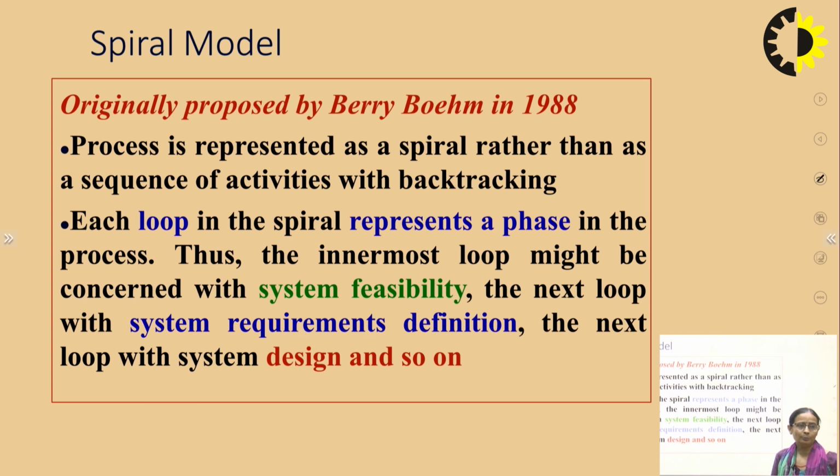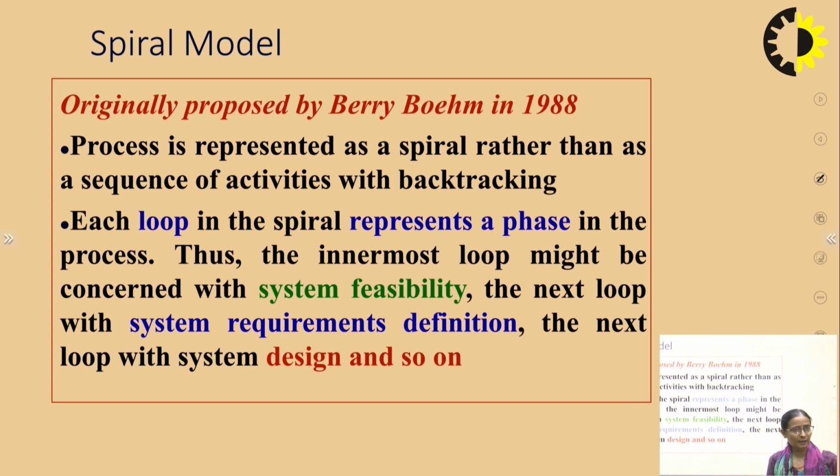The next important model is our spiral model. It was proposed by Barry Boehm in 1988. The process is represented in this model as a spiral rather than as a sequence of activities, which we have seen in the incremental model. And here, in the sequence of activities, we have feedback, that is, backtracking is possible in this case.